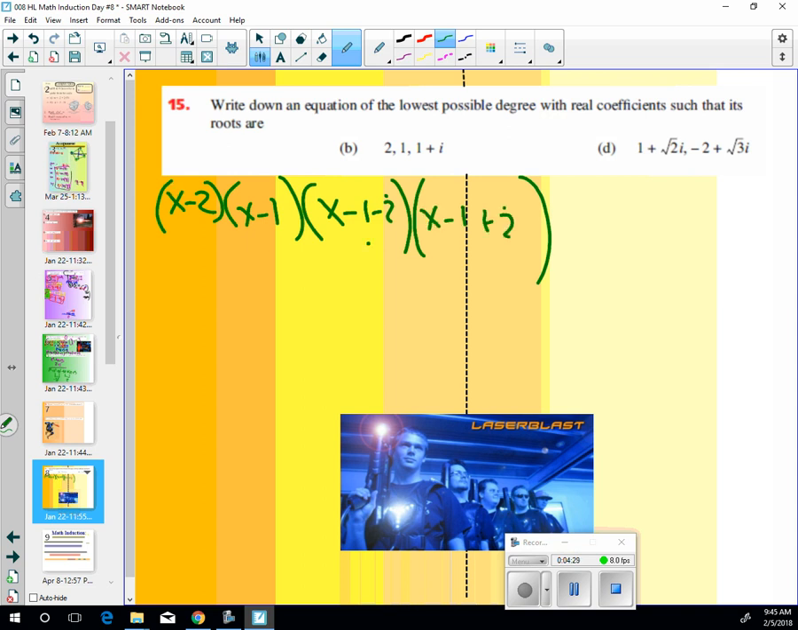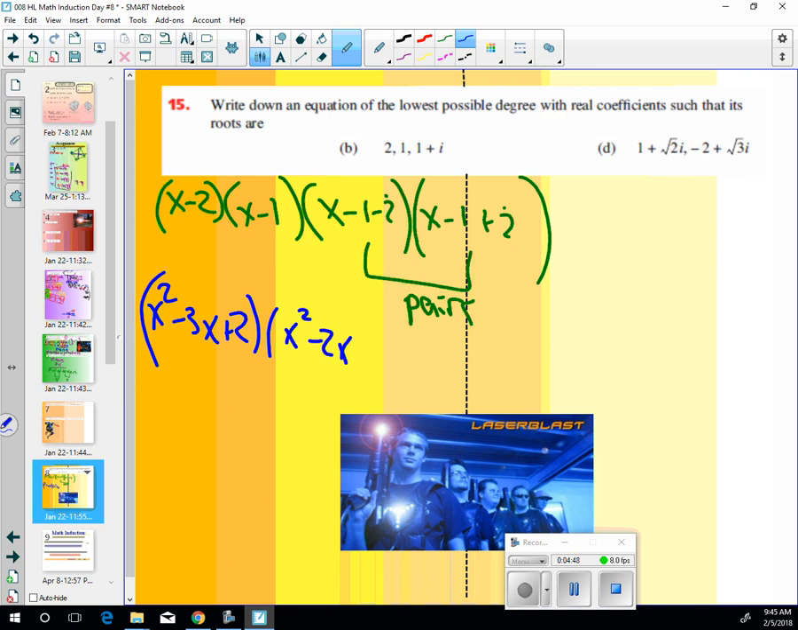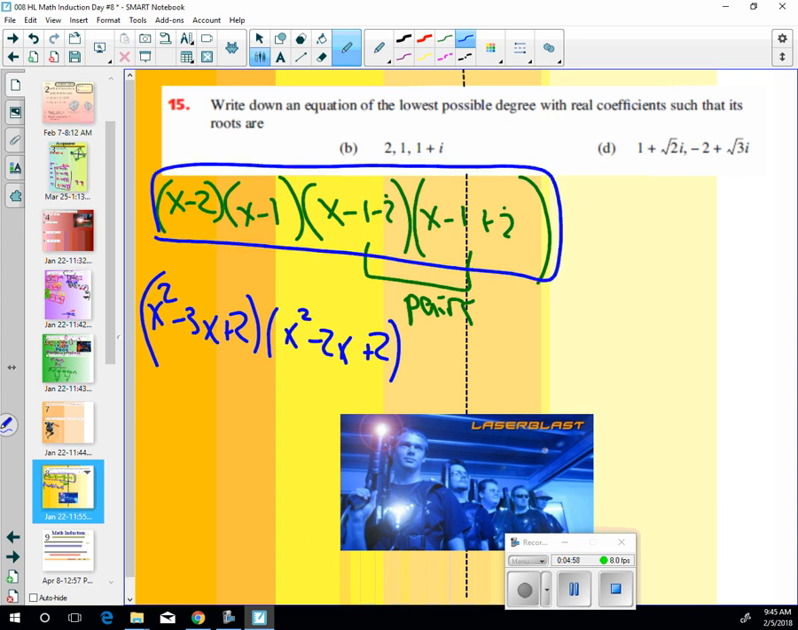Because all the time these come in pairs, so you can't have one without the other. So then if you wanted to multiply these out, you'd get x squared minus 3x plus 2. And then you'd multiply these out, we'll get x squared minus 2x plus 2. And then they would FOIL those out. This is good enough for me. You get the concept here.